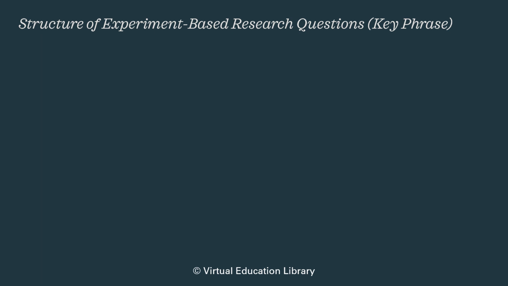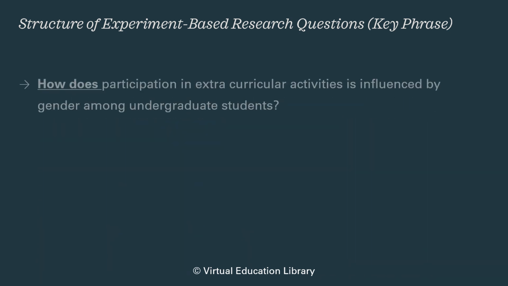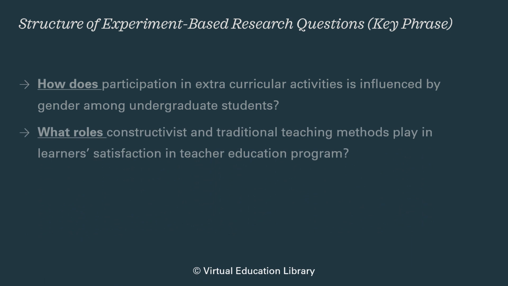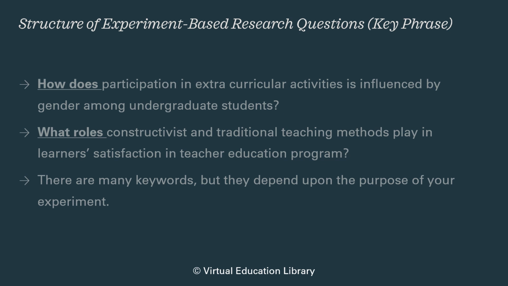So moving towards experiment research questions, these questions start with: how does participation in extracurricular activities is influenced by gender among undergraduate students? What roles do constructivist and traditional teaching methods play in learner satisfaction in teacher education programs? So such key phrases will indicate that the study is based on an experiment-based research design. There are many keywords, but they depend upon the purpose of your experiment.